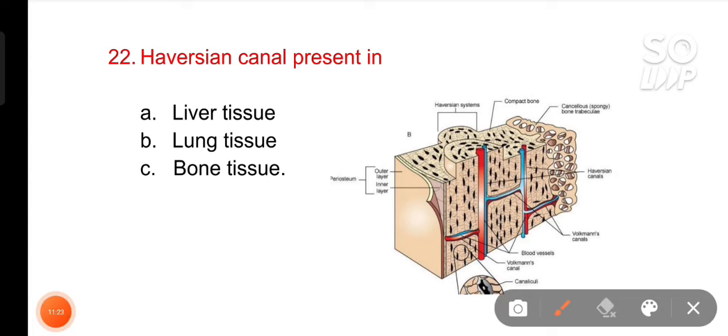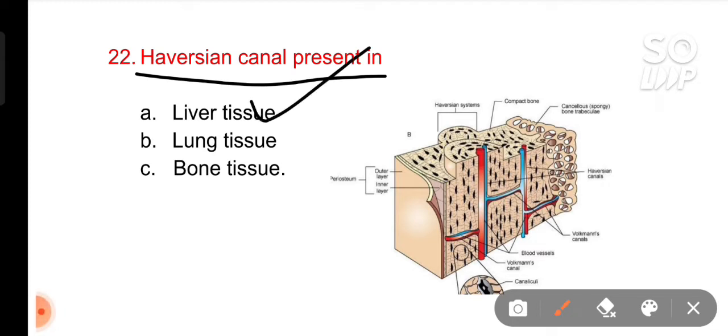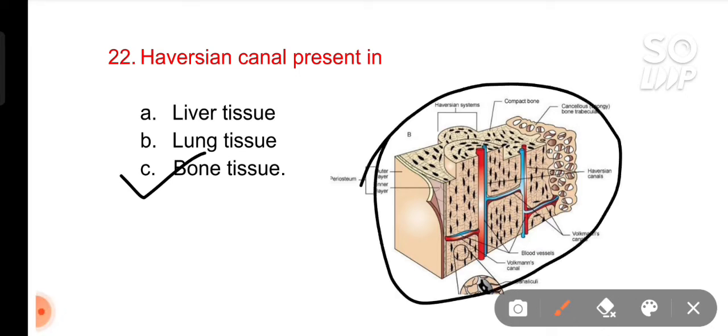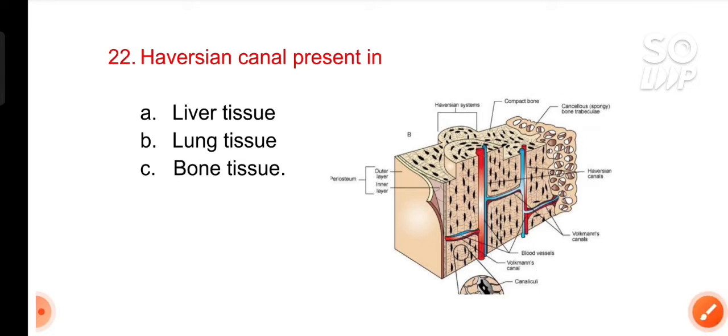The next question is, Haversian canal is present in? The options are option A liver tissue, lung tissue, bone tissue. The right answer is bone tissue. So in the middle of the bone, here we have the bone tissue. So we have the lines. These are called Haversian canals. Through these the blood and nerves will circulate.